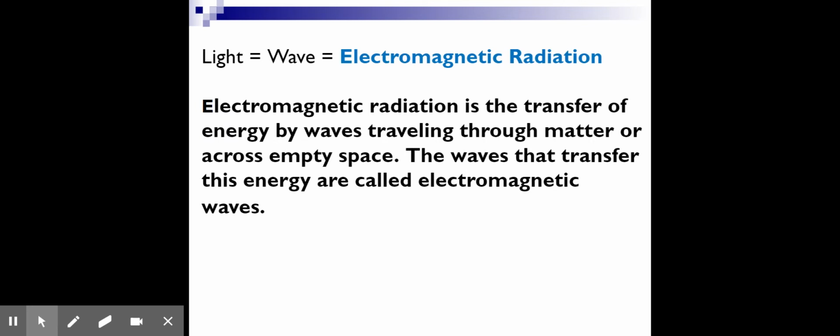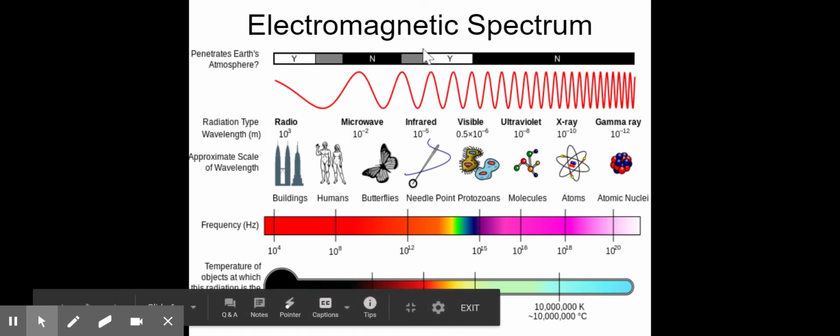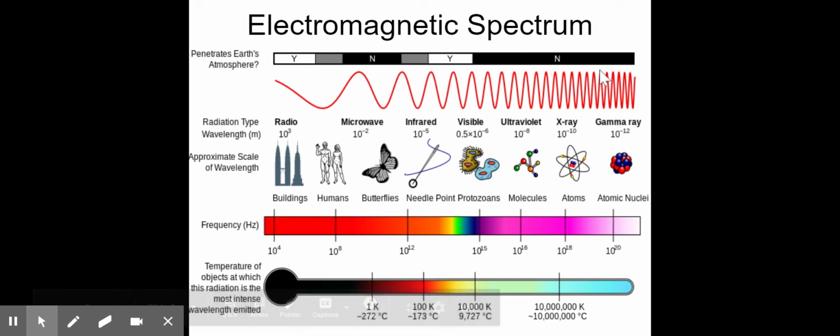First of all, light is a kind of electromagnetic radiation, or people call it a wave, similar to the water wave in the ocean. But this one is kind of different too. Electromagnetic radiation is the transfer of energy by waves traveling through matter or even across a vacuum, like empty space. When there is nothing, no air, it can still travel. The waves that transfer this energy we call electromagnetic waves. There are all kinds of waves in the world. We have put them all together and call this the electromagnetic spectrum.